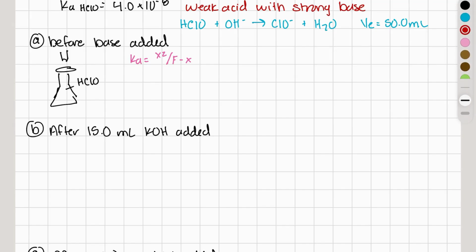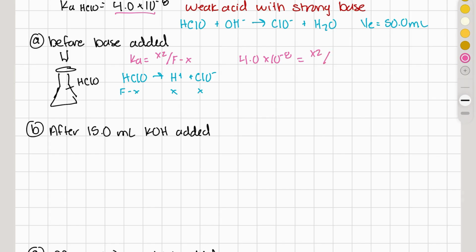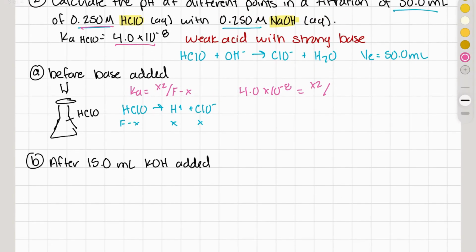And to show you where I'm getting this from, if we were to rewrite that equation, right now we just have HClO, right? So this breaks up into H plus and ClO minus. And so this is the F minus x, this is x, and this is x. That falls into this. So I'm going to take our Ka, and we're given that Ka value. So I'm going to say that 4.0 times 10 to the negative 8 equals x squared over, and I'm just going to do the approximation. So I'm just going to have the F. And so in this case, F is 0.250.